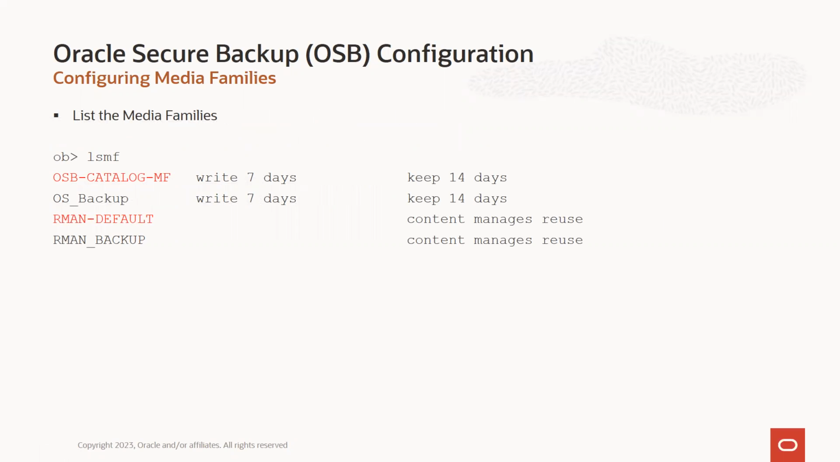In this slide, the obtool command lsmf displays the different media families. The media families OSB-CATALOG-MF and RMAN-DEFAULT are created by default when the OSB software is installed. The OSB-CATALOG-MF is used to back up the OSB catalog, while the RMAN-DEFAULT is used for the RMAN backups. The OS_backup and the RMAN_backup are the media families that we created in the previous slide. The media families with the content-managed reuse are for RMAN backups because they are content-managed media families.